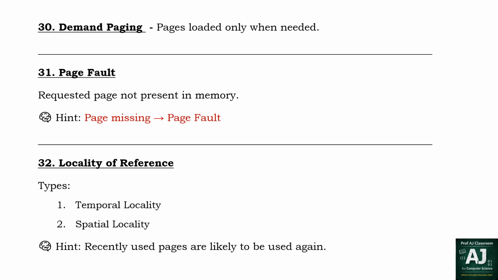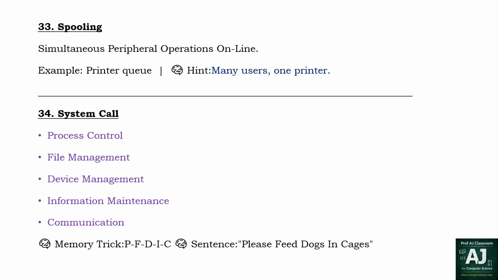Next, demand paging, in which a page is loaded only when needed. That is demand paging. Page fault is when the requested page is not present in memory. Page missing equals page fault. Next, locality of reference types, temporal locality and spatial locality. Hint is recently used pages are likely to be used again. Next, spooling, which is simultaneous peripheral operations online, that is printer queue, where many users use one printer.